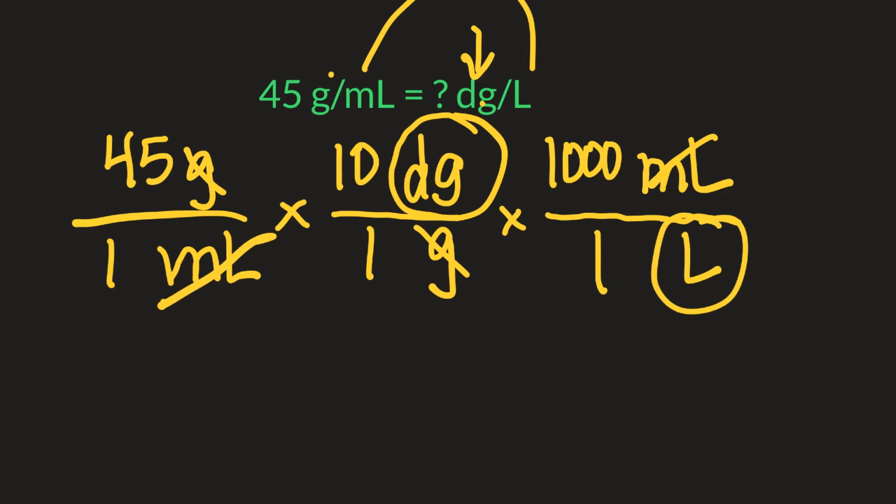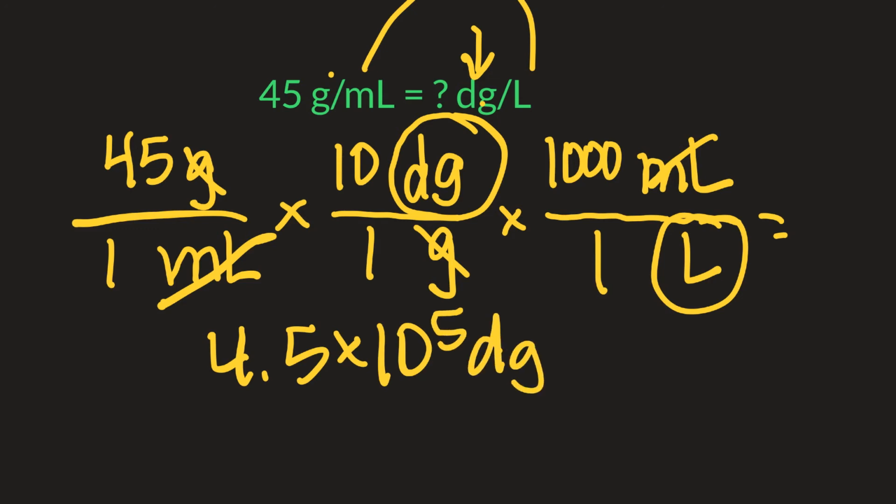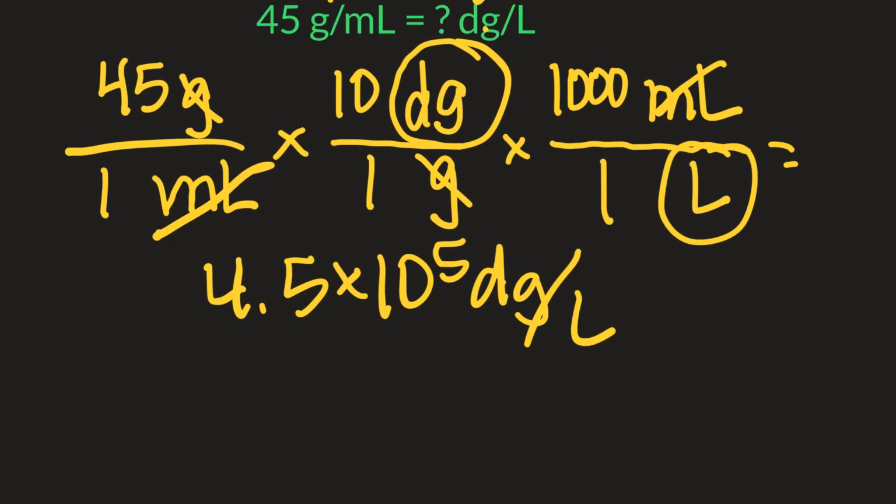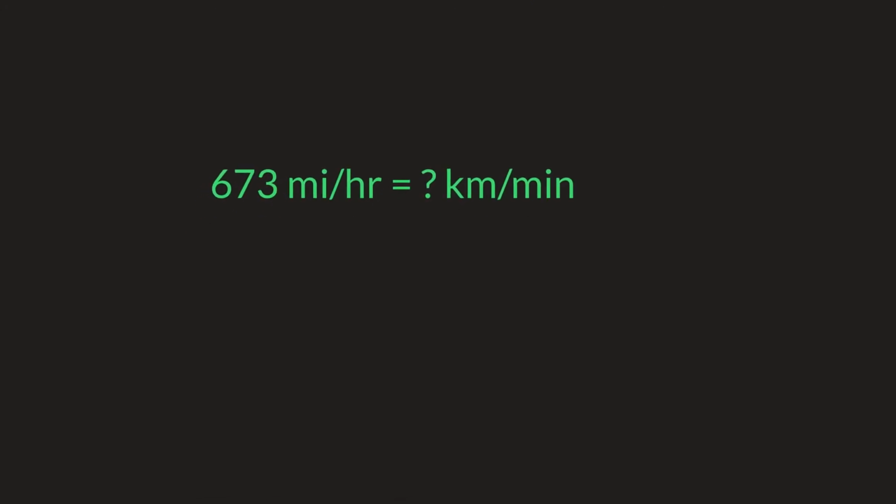Now I'm done because you can see I have decigrams per liter. So you just do 45 times 1,000 times 10. And you get 4.5 times 10 to the 5th decigrams per liter. And that's it. Okay? Keep things straight. Cross them out when they're canceled.